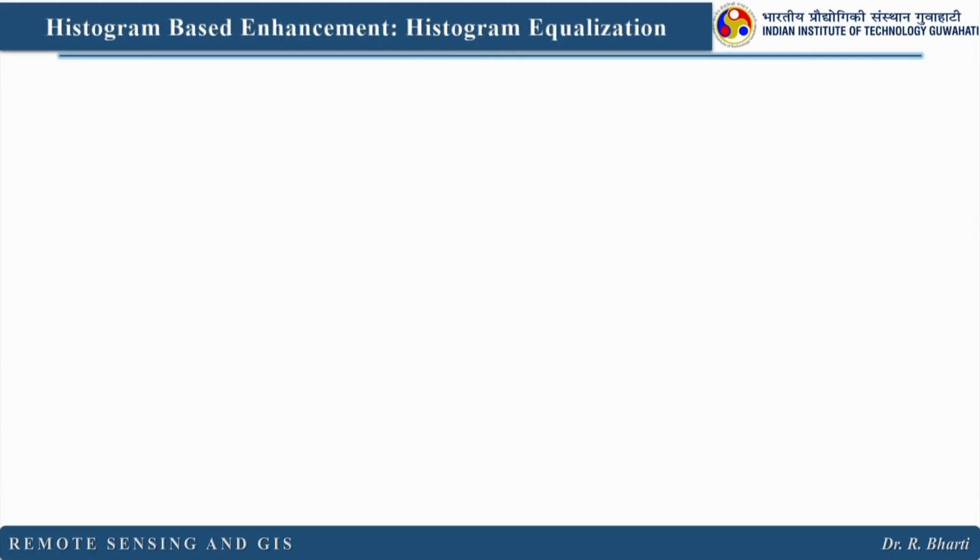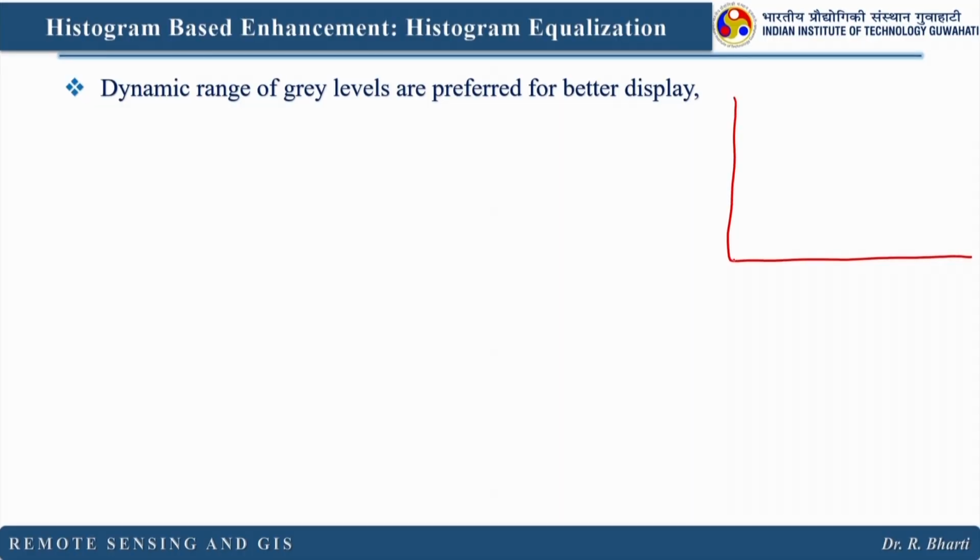Now, let us see the histogram based enhancement technique. Histogram equalization is one of the best, or I would say one of the very good methods in nonlinear stretching, and this is based on histogram equalization or histogram stretching depending upon the application, right. So, dynamic range of gray levels is preferred for better display. Here what it says is you have a histogram like this of your image, right, but it is not showing this particular information, which is missing in the acquisition itself.